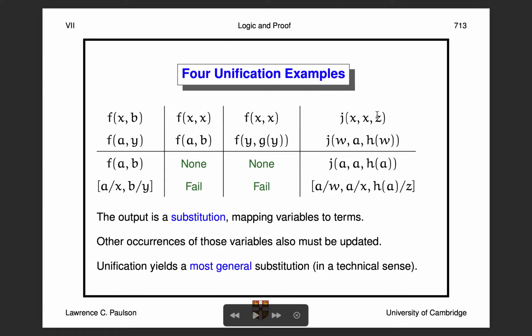Looking at the third argument, we have z, which is still a variable, and it has to match with this thing here, which remember has become h of a. We can do that so the terms are unifiable. And what has happened in the end? w became a, x became a, and z became h of a.